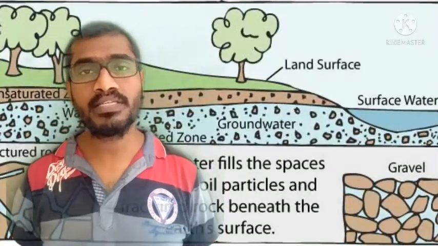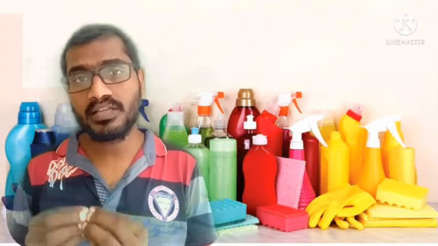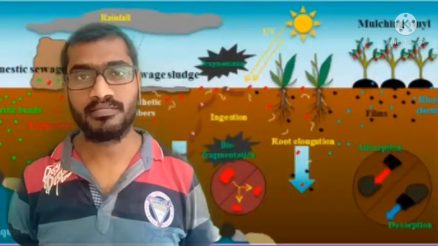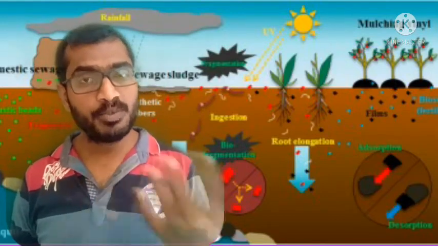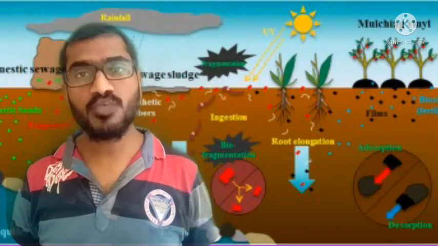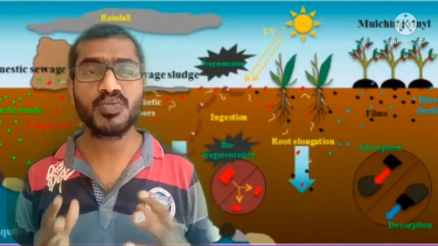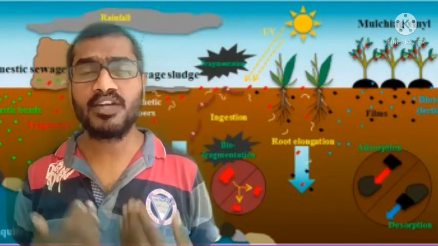Another problem is that some plastics leach chemicals when they remain in the soil for a longer time. That leaching of chemicals may pollute the groundwater. It is very difficult to remove those chemicals from the groundwater, and the main source of drinking water is groundwater.